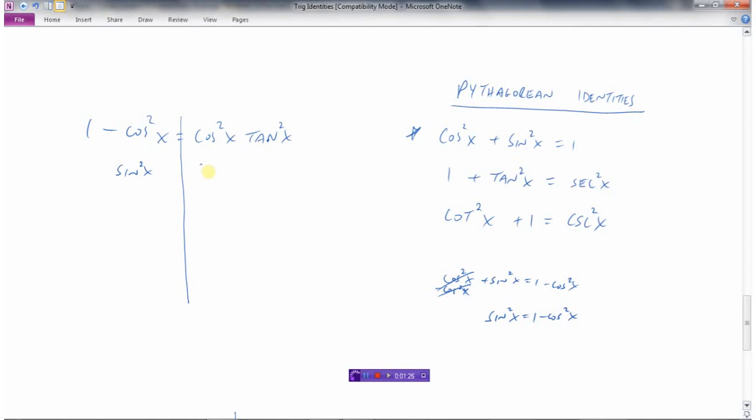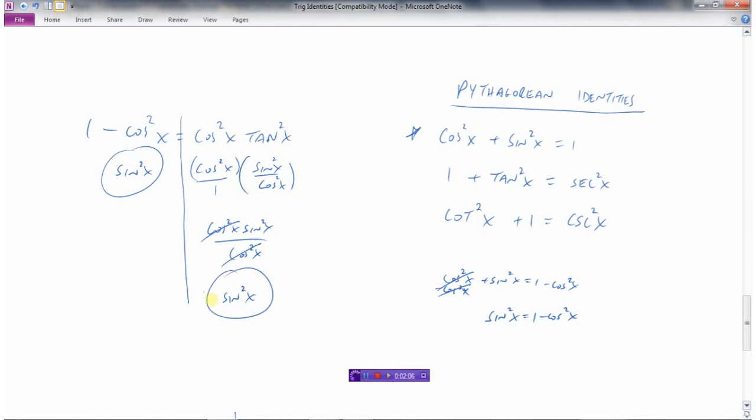On the right side, I'm going to get everything in sine and cosine. So tan x is sine x divided by cos x. So tan squared x would be sine squared over cos squared. So convert everything to sine and cosine. This is a 1, so the numerator is cos squared x times sine squared x, divided by 1 times cos squared x. And now these conveniently cancel each other out. Cos squared divided by cos squared is 1. So we have sine squared x. And now the left side equals the right side, so that identity has been proven.